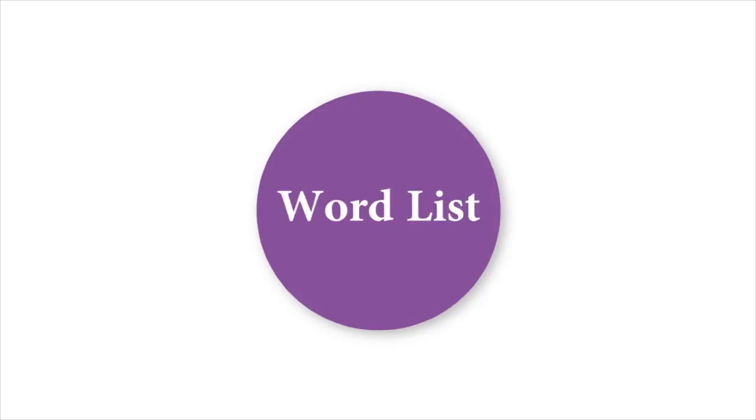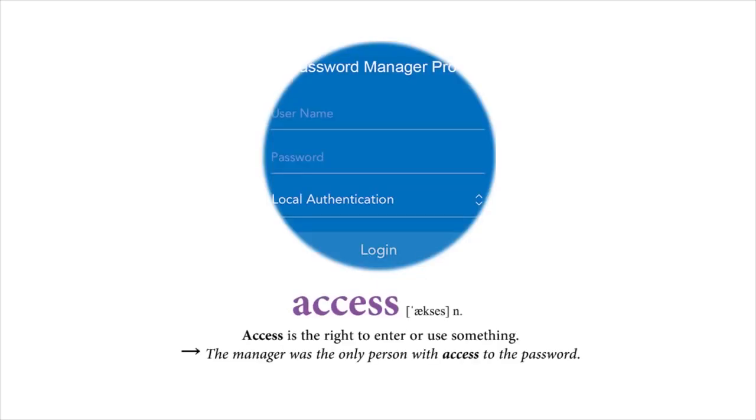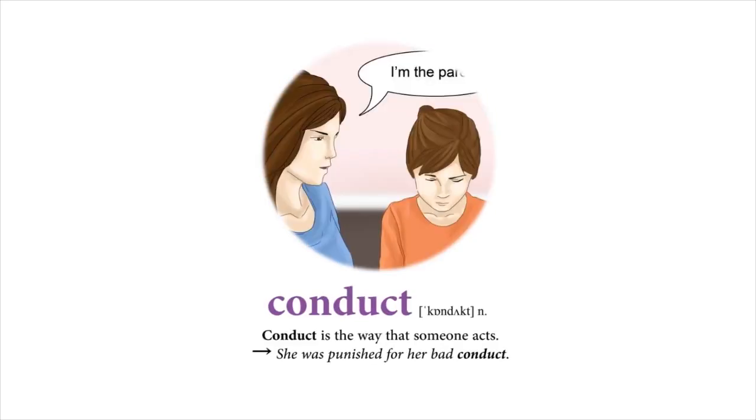Unit 8. Word List. Access. Access is the right to enter or use something. The manager was the only person with access to the password. Conduct. Conduct is the way that someone acts. She was punished for her bad conduct.